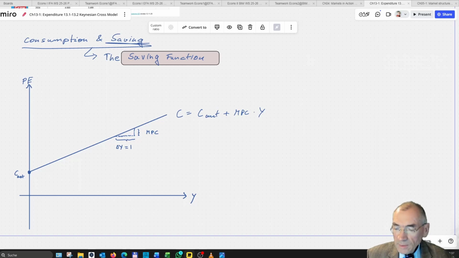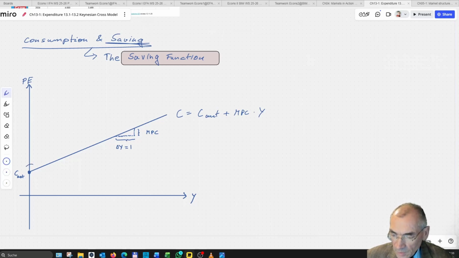Let's have a closer look at this. We said that C-autonomous, this part here, represents the expenditure that we have to do even if we have no income. When we think about saving, then in this situation, we obviously don't save. We do the opposite. We dissave. We have to either borrow money, or if we have money on our account, in the bank, then we take it out of our savings. That's why we call it dissaving.